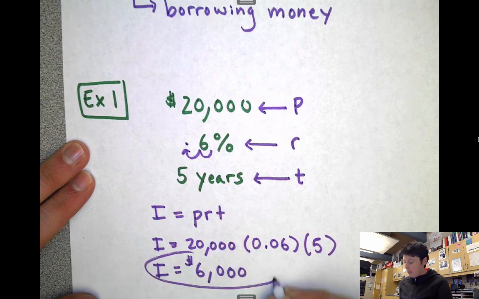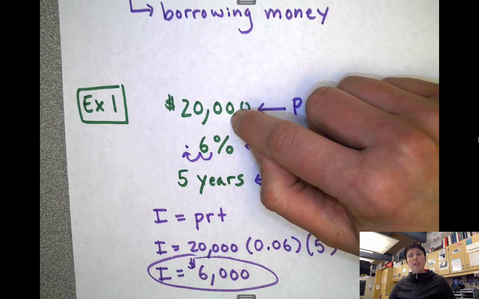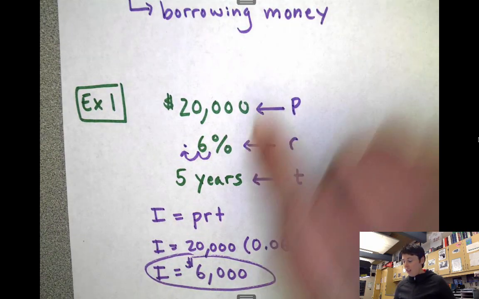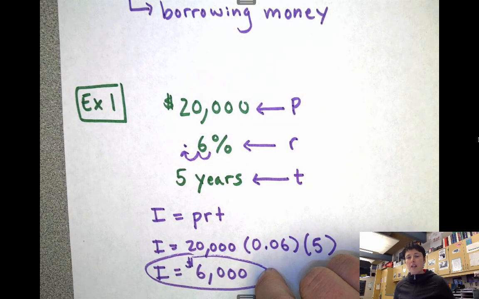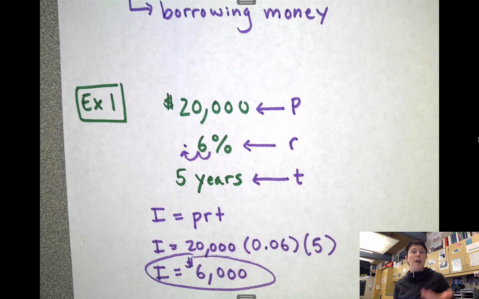Whoa, what does that mean? That means this. You borrowed $20,000 from the bank. You bought your brand new car. You're super happy. Now you have to pay the bank back. You have 5 years to do it. On top of giving them $20,000 back, you're going to give them an extra $6,000. That's a payment. That's you paying to borrow their money. So that extra $6,000 is the money that the bank is making off of you.